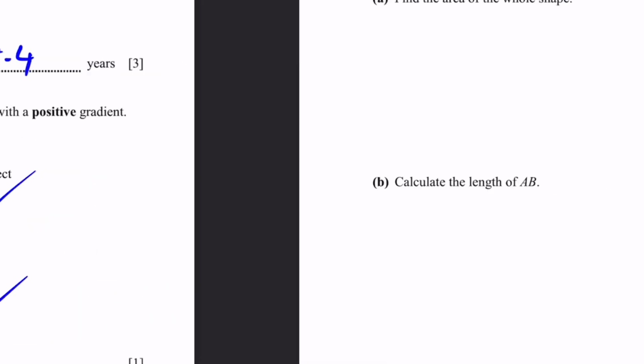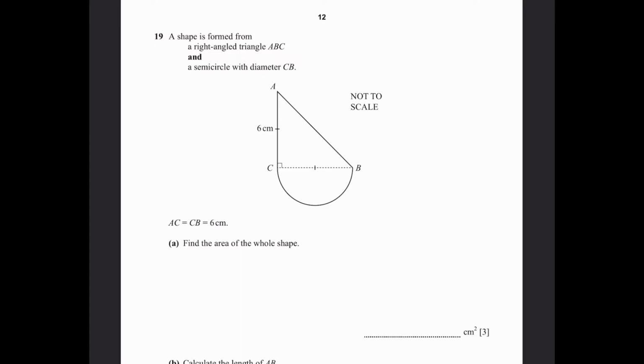Let's go to question 19. A shape is formed from a right angle triangle ABC and a semicircle with diameter AB. AC equals CB, which is 6 centimeters over here. A, find the area of the whole shape. So let's say we have a midpoint O of CB. And CB is the diameter, so the midpoint is the center of the semicircle. Or if you made this a full circle, this O will be the center of the circle. If the diameter is 6 centimeters, that means the radius OC is 3 centimeters, because diameter divided by 2 is radius.